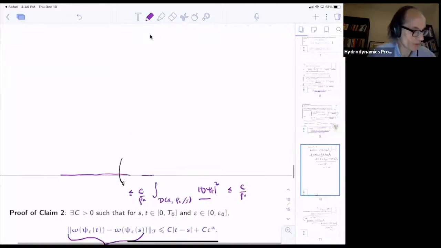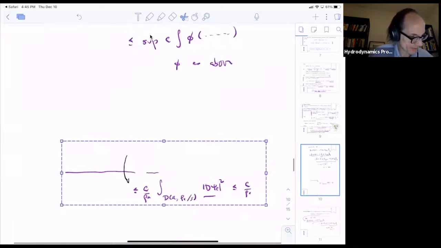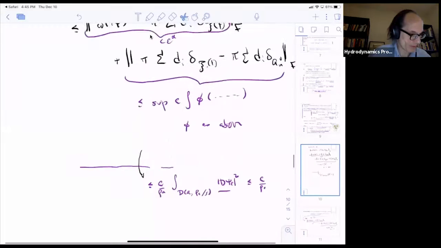Oh, I see. This is supposed to be, somehow this got shifted down. So this was up here someplace. Okay, let me make a remark.